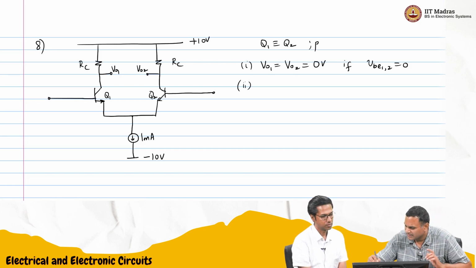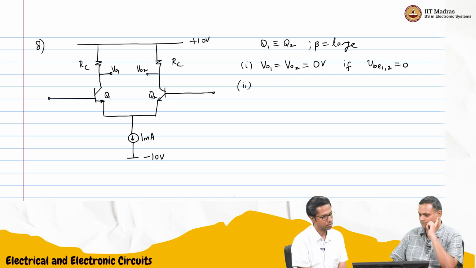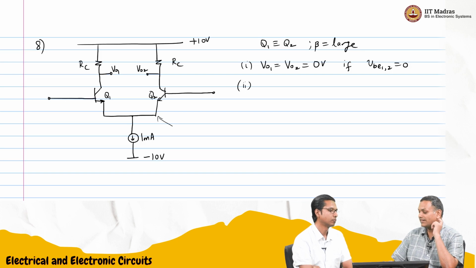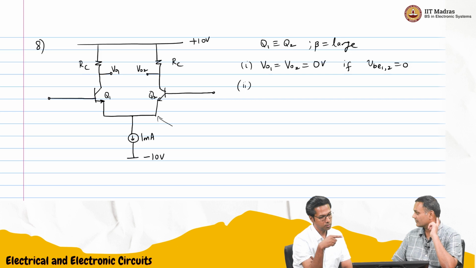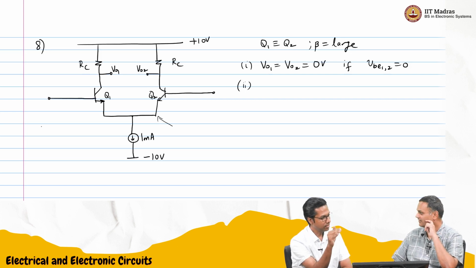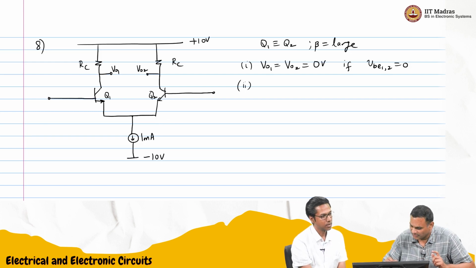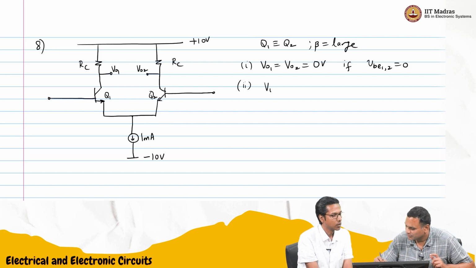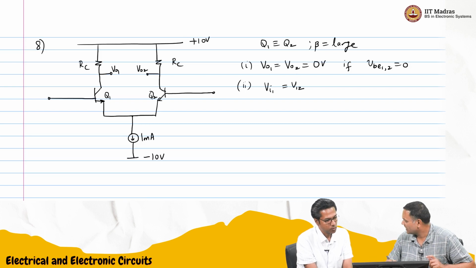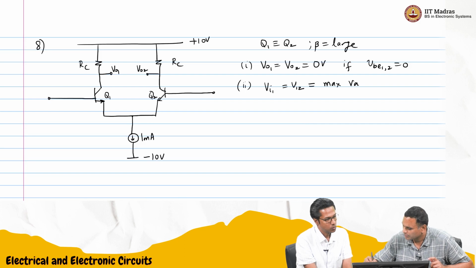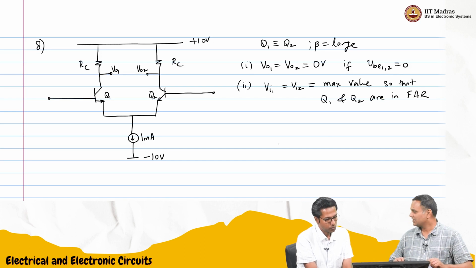That is easy. Maybe we'll put one more condition, something simpler. Shall we put a condition on this voltage? I wanted to know what is the maximum input I can give and still be in the forward active region. We'll do it like that. I'll say input VI1 is equal to the maximum value.